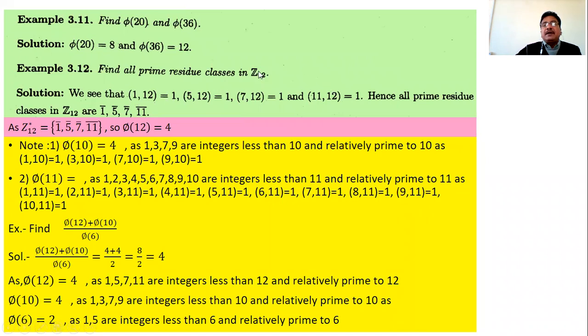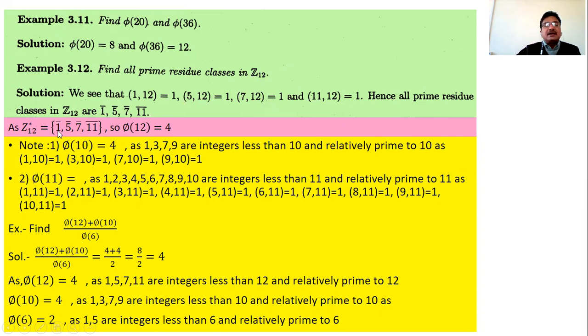Then 2 bar is not a prime residue class. 3 bar is not a prime residue class. 4 bar is not prime. 5 bar is a prime residue class, because the greatest common divisor of 5 and 12 is 1. In this way, 7 and 12 have greatest common divisor 1, and so do 11 and 12. So 1 bar, 5 bar, 7 bar and 11 bar are prime residue classes because their inverse exists.